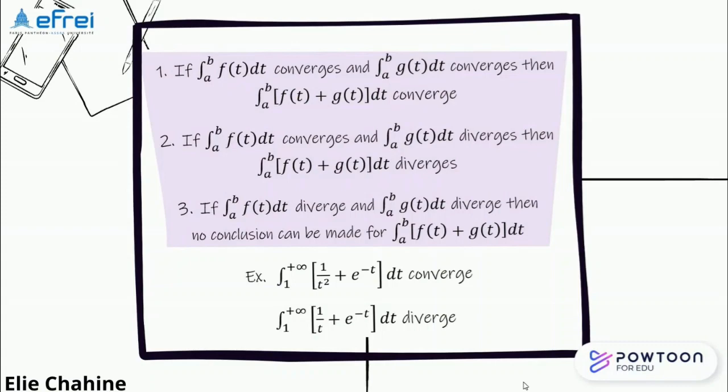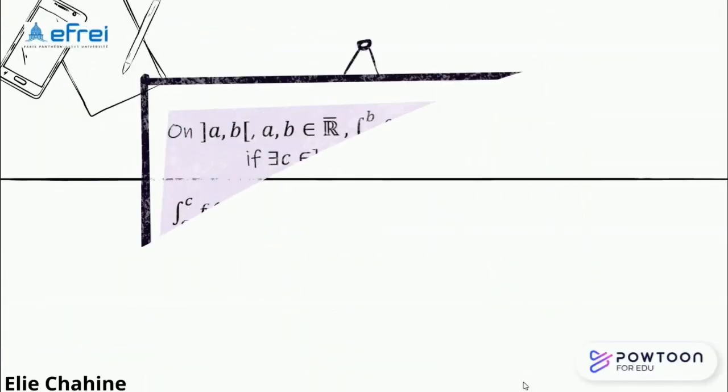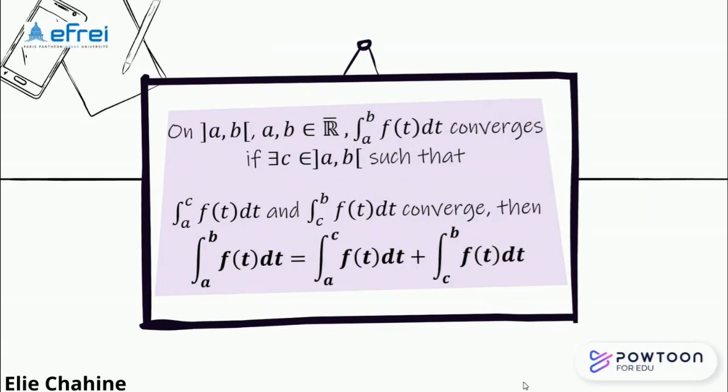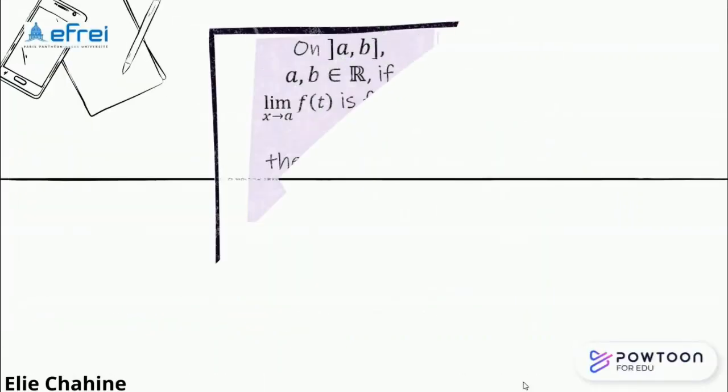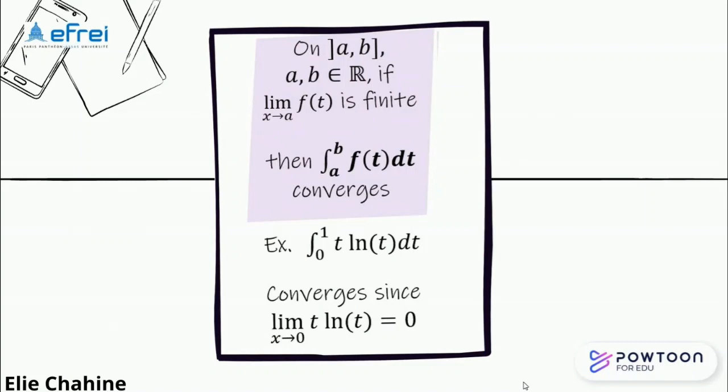Now, when f is defined on an interval ab, while f is not defined at a, neither at b, then if there exists c in ab such that the integrals on ac and on cb are both convergent, then the generalized integral on ab is the sum of these two integrals. If we consider now an integral on ab of a function f such that f is not defined only at a, then if the limit of f at a is finite, the integral is convergent and the integral is called falsely improper.